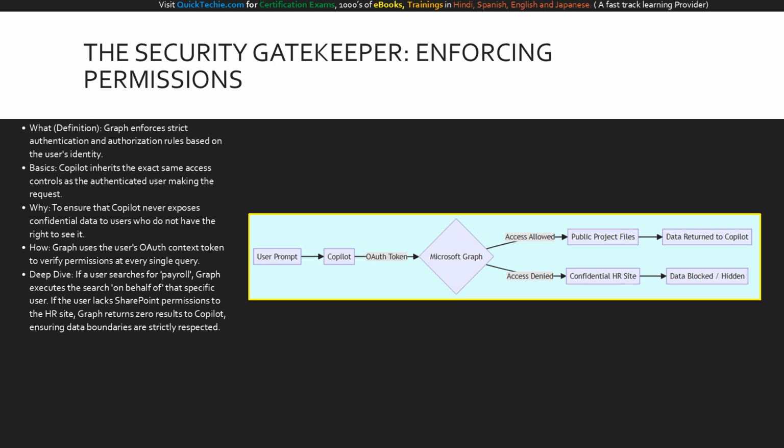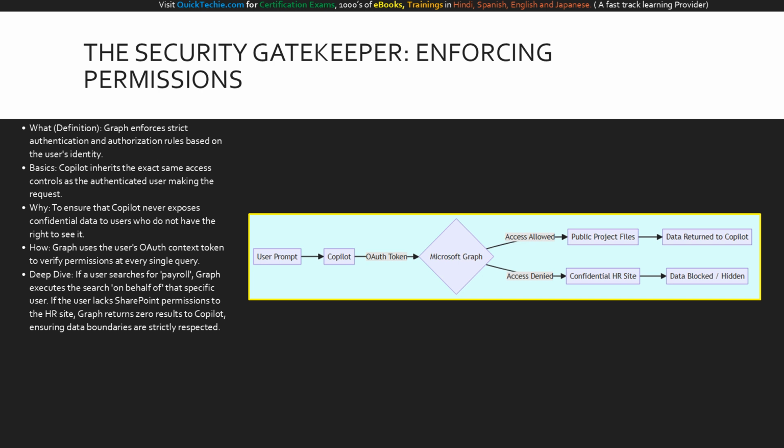How does this work technically? When Copilot submits a query to Graph, it passes along the user's OAuth context token. Graph evaluates this token and executes the search on behalf of that user. If an intern asks Copilot to summarize executive compensation, Graph checks the intern's permissions, sees they have no access to the secure HR SharePoint site, and blocks the retrieval. Graph returns nothing. Because Graph enforces these role-based access controls and sensitivity labels dynamically, your existing security boundaries are inherently respected by Copilot.